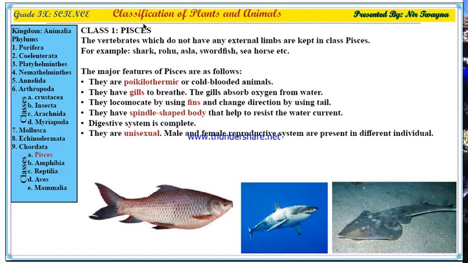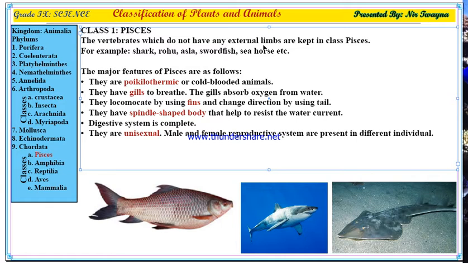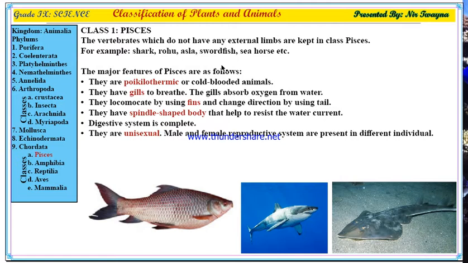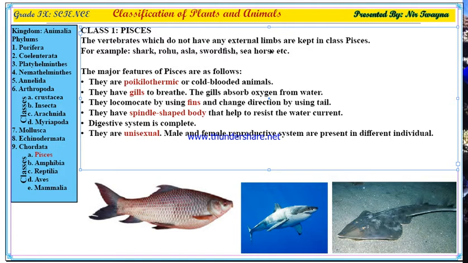Whales and dolphins are not Pisces because they have external limbs. Their hands or their forelimbs are modified into flippers, and their hind limbs or their legs are modified into tails. That is why we do not consider them as the class Pisces. Pisces are only those which do not have external limbs.